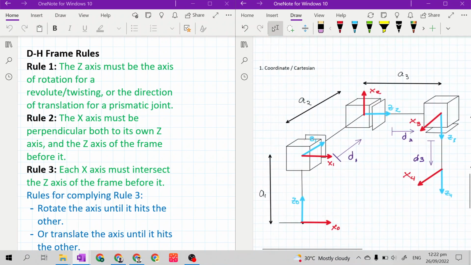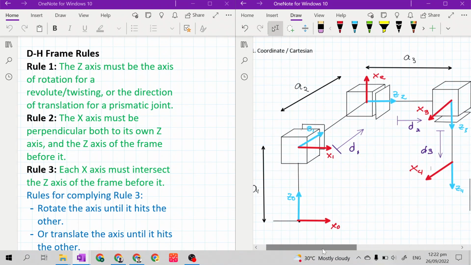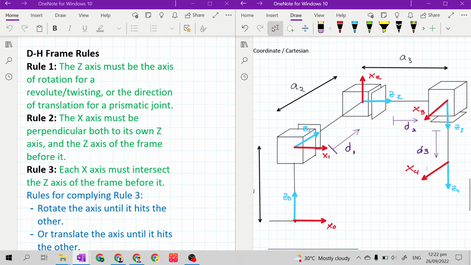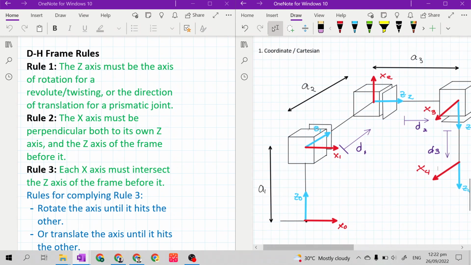Okay, next is rule 3. Rule 3 states that each x-axis must intersect the z-axis of the frame before it. So let us leave x sub 0 alone. Next is x sub 1. So let's try to extend z sub 0. Okay, so z sub 0 intersects with x sub 1. So x sub 1 is compliant to rule 3. Next, if we extend z sub 1, it will intersect with x sub 2. So x sub 2 is compliant to rule 3.